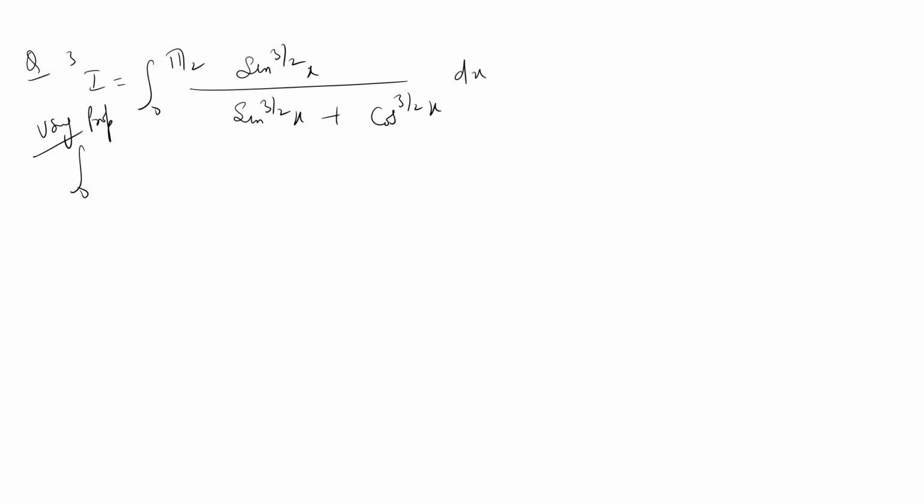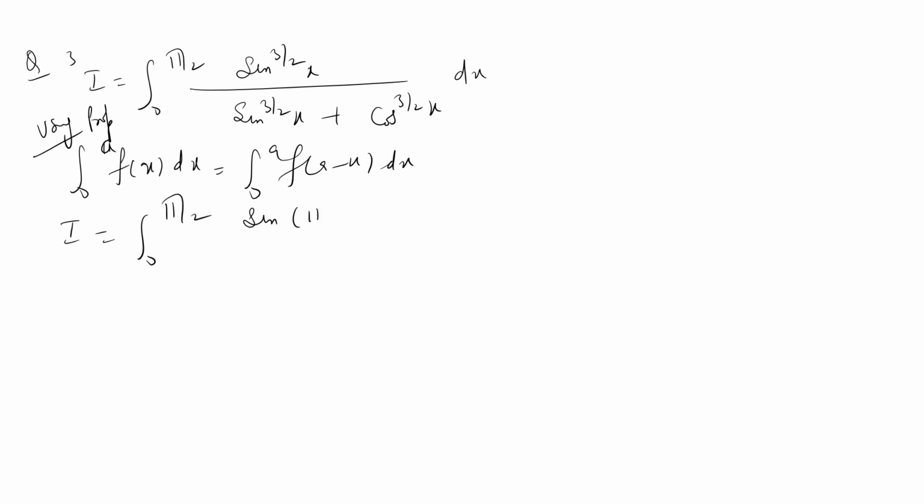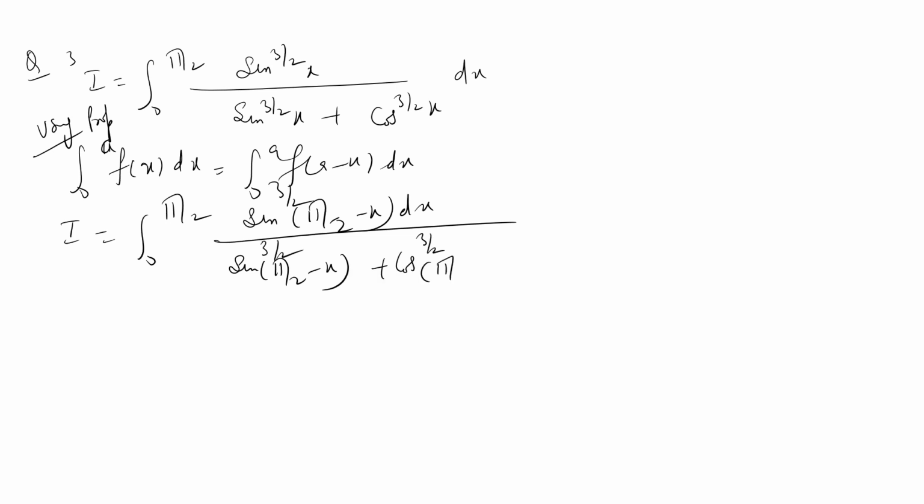आपको मालूम है वो property कहती है f of x dx can be written as the integral from 0 to a of f of a minus x dx. So definitely this I is going to be the integral from 0 to pi by 2. It will be sine of 90 minus x, the power is raised to 3 by 2, and this is sine of 90 minus x to the 3 by 2 plus cos of 90 minus x.